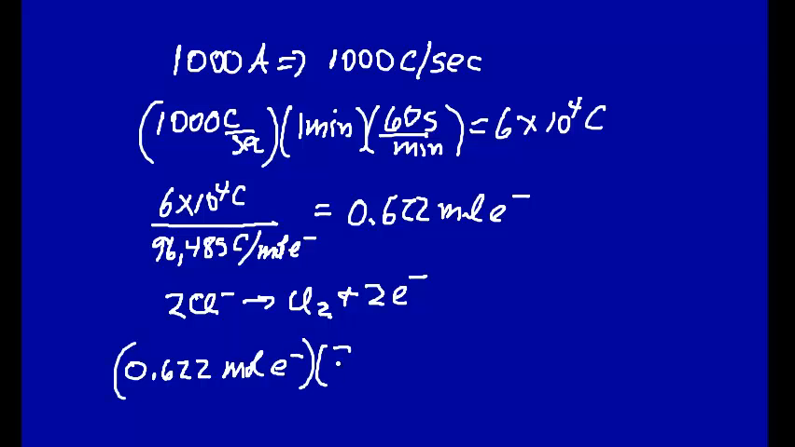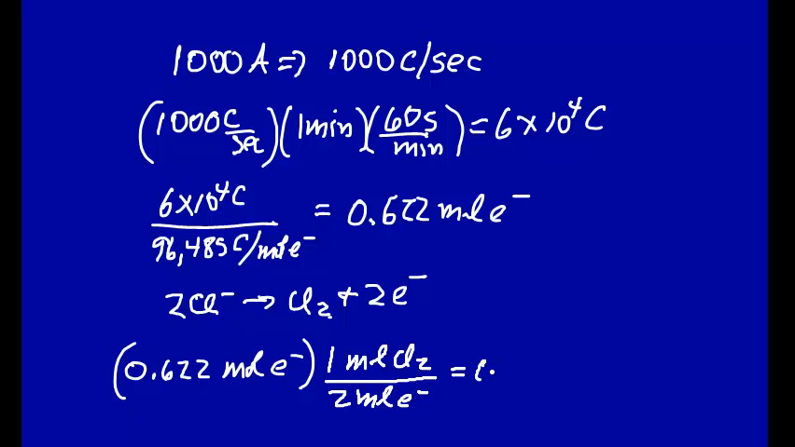And for 2 mole of electron, well, I guess I've done this backwards here. So let's do it this way. For 1 mole of Cl2 gas, we need 2 mole of electron. So the number of moles of chlorine that we produce by passing 1,000 amps for 1 minute through the solution is 0.311 mole of Cl2. And then how many grams?